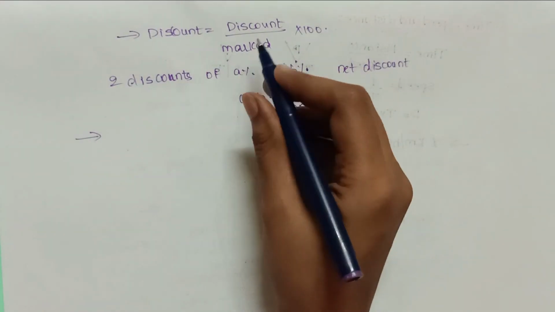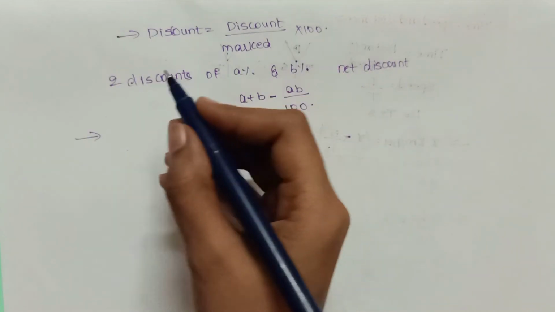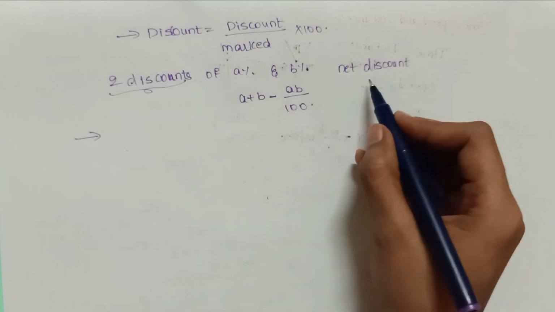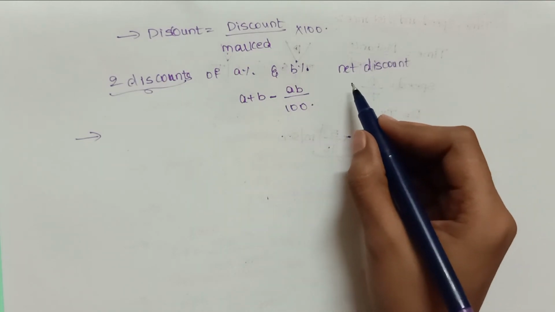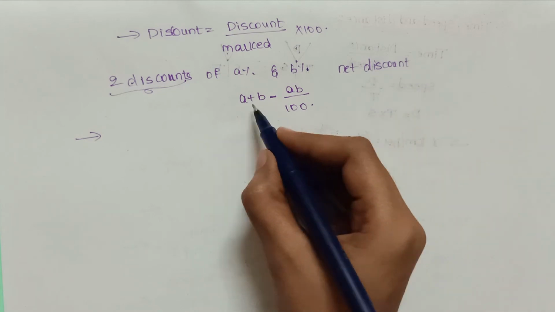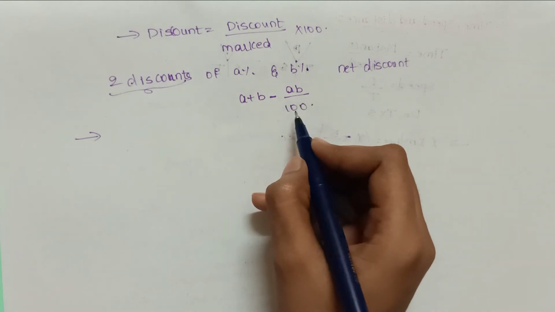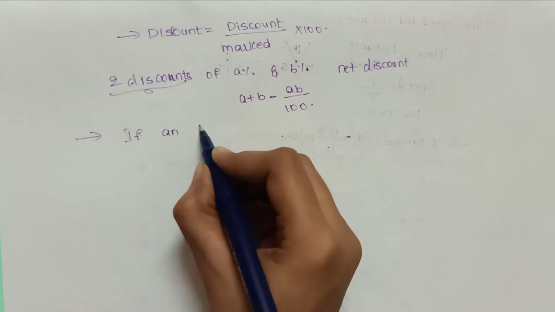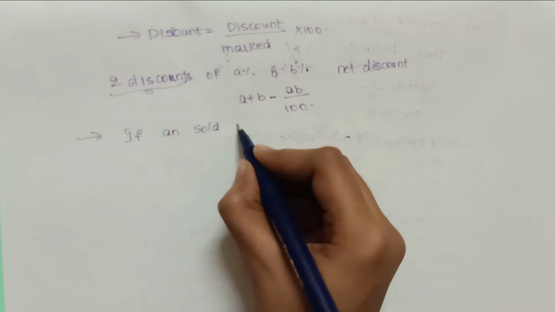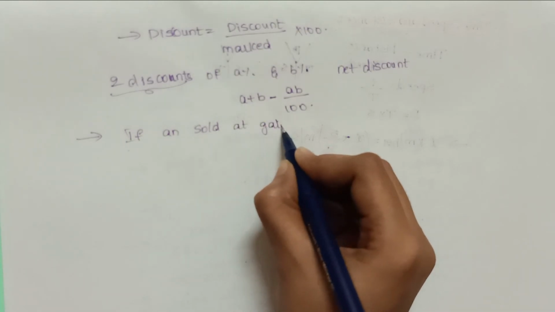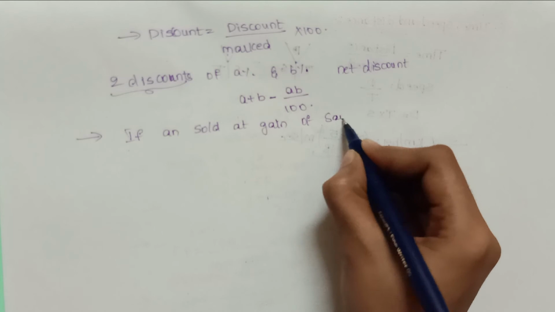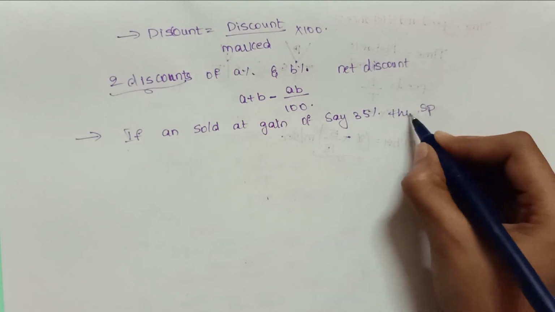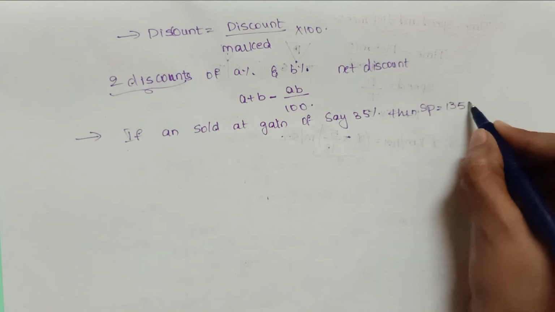If they ask us to find the discount, we should use this formula, discount by market price into 100. If they ask us to find two successive discounts of A and B, then net discount in percent is A plus B minus AB by 100. Next formula, if an article is sold at a gain of say 35%, then SP is equals to 135% of CP.